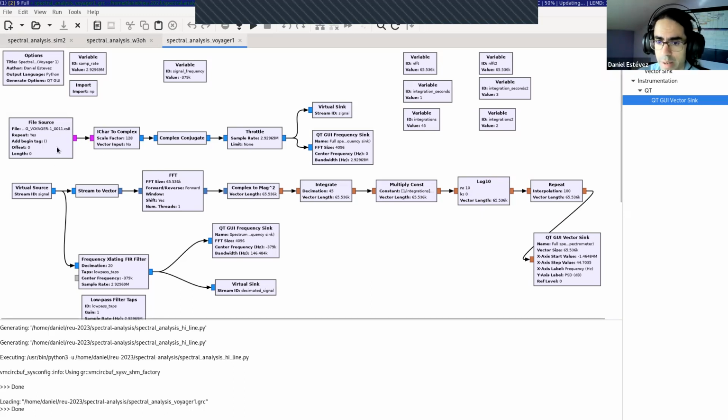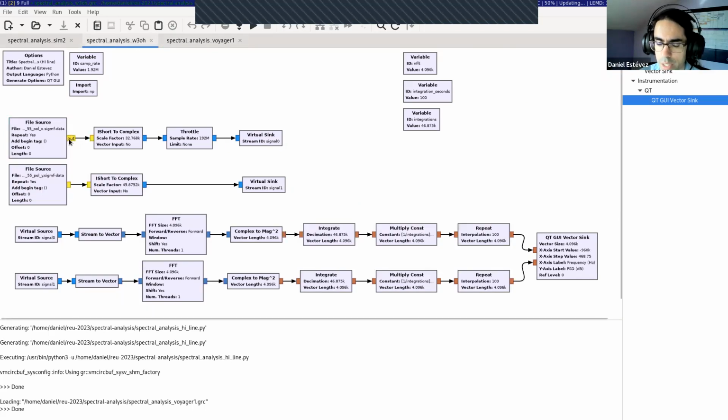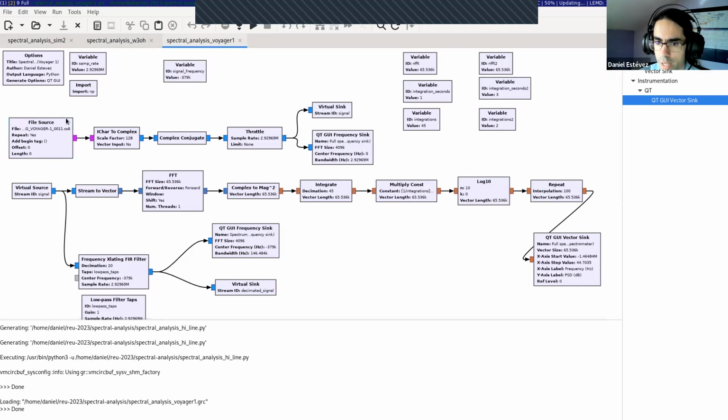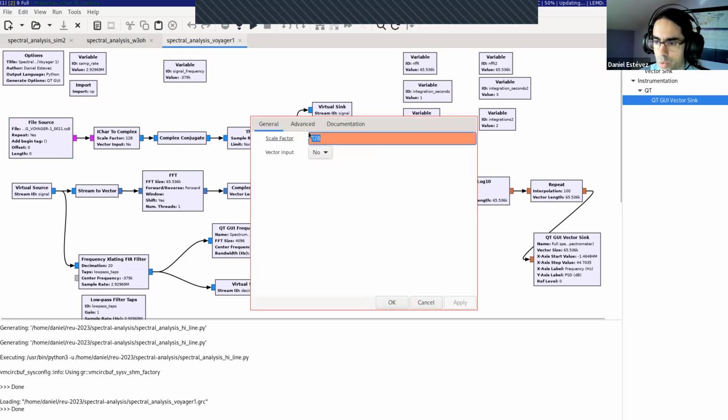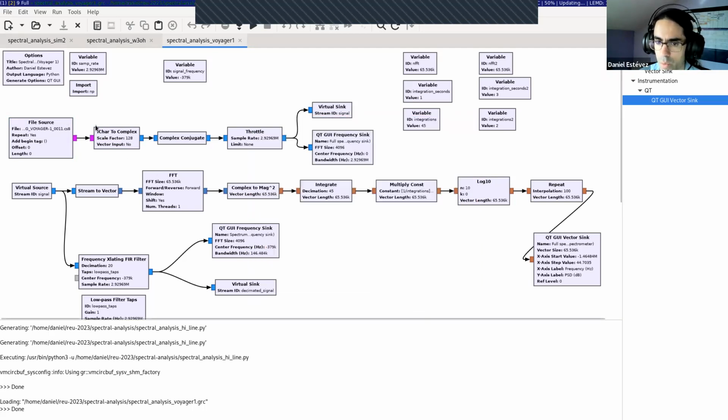So I have the recording here. It's an 8-bit recording, and on the README in the repository there's the link to download the file. The conversion I do is very similar to the previous one, except instead of yellow for 16-bit, we have pink for 8 bits, and we have a factor of 128, which is 2 to the power 7, the maximum value we can have on an 8-bit signed integer.